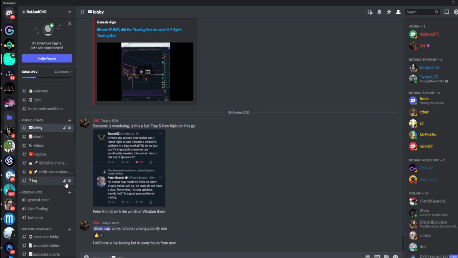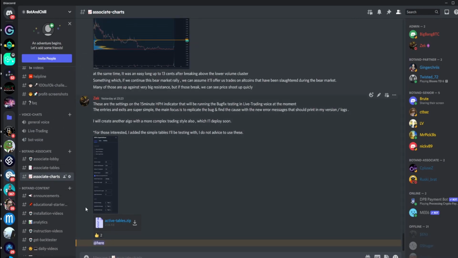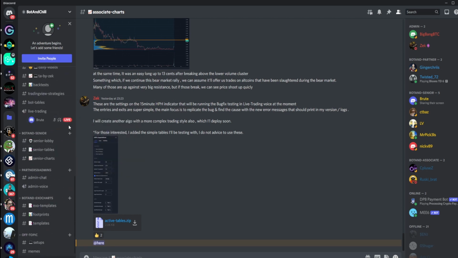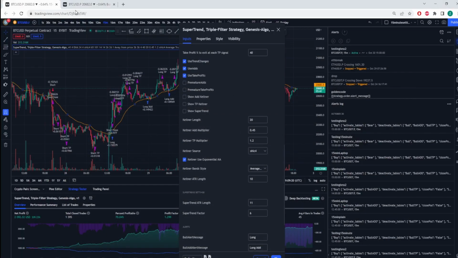Let's have a quick look. In the associate chart, I've given you guys these settings, and I have the testing bot live and running. Testing is going well, so I couldn't find any bugs, which means I probably had some agent settings messed up. That's why I created a new algorithm, which I'll start up very soon.